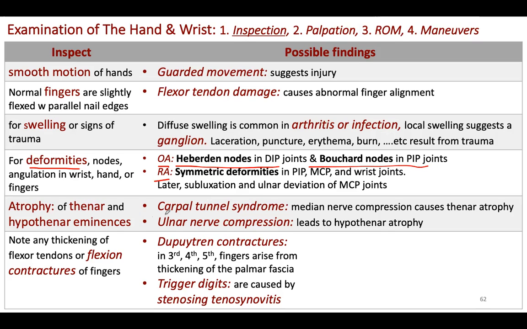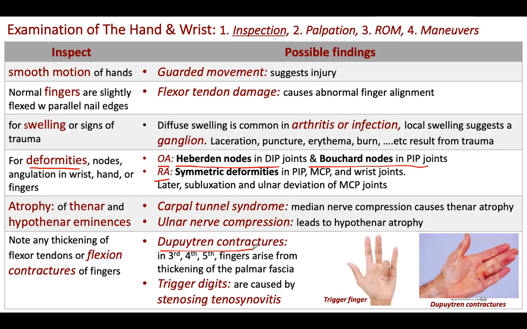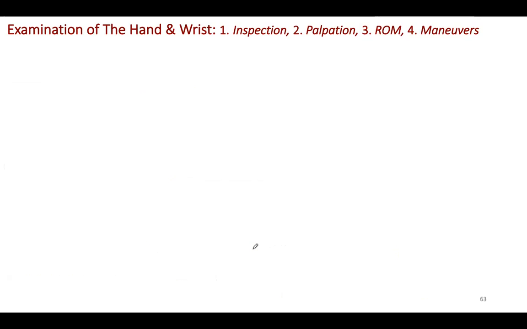Atrophy of the thenar eminence can suggest carpal tunnel syndrome, or atrophy of the hypothenar, which is the bulk below the little finger, can suggest ulnar nerve compression. Look for any abnormal contractures, like this contracture that usually involves the 4th finger, called Dupuytren contracture. And trigger finger also usually involves the 4th finger.